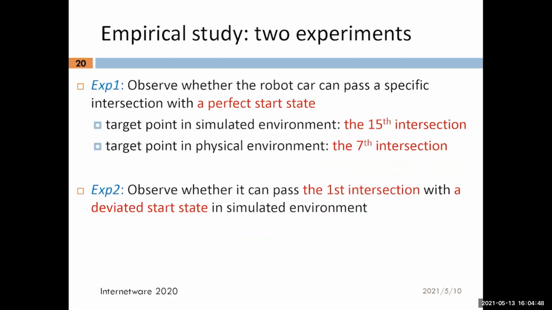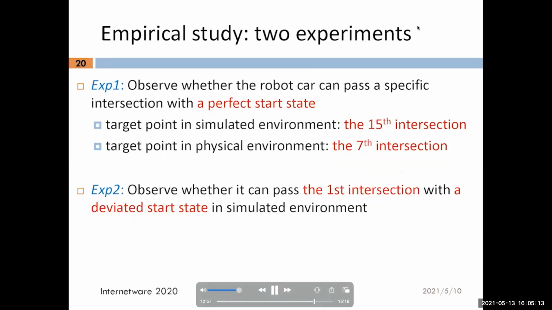To better answer the research question, we conducted 2 experiments. In the first one, the robot car was initiated with a perfect start state and tried to reach and pass a specific intersection. In the simulated environment, the ending point is the 15th intersection. In the physical environment, the ending point is the 7th intersection.